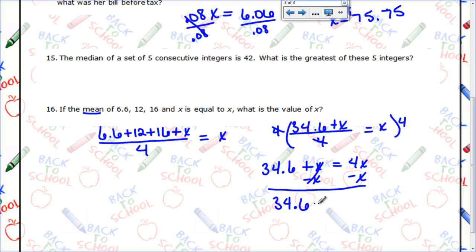34.6 is equal to 3x, because 4x minus 1x makes 3x. And then I'll divide both sides by 3. And so I get, and it's a yucky number, x is equal to 11.5, and the 3 repeats, but we'll just round it off and we'll call it 11.53. So that's what x would equal.